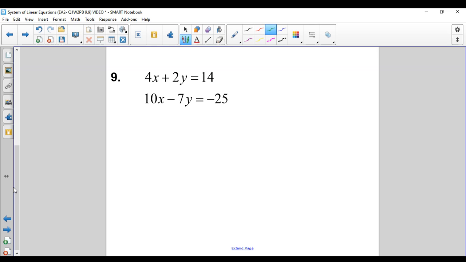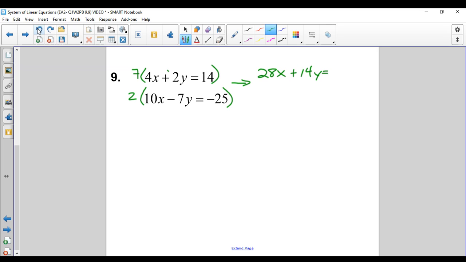I like the y's because they're already opposite signs. All right, we got a plus and a minus here. We don't need to change the signs. I just need to figure out what the lowest common multiple is between 2 and 7. Happens to be 14. So I'm going to multiply the first one by 7, second one by 2. And we get our resulting equations here.